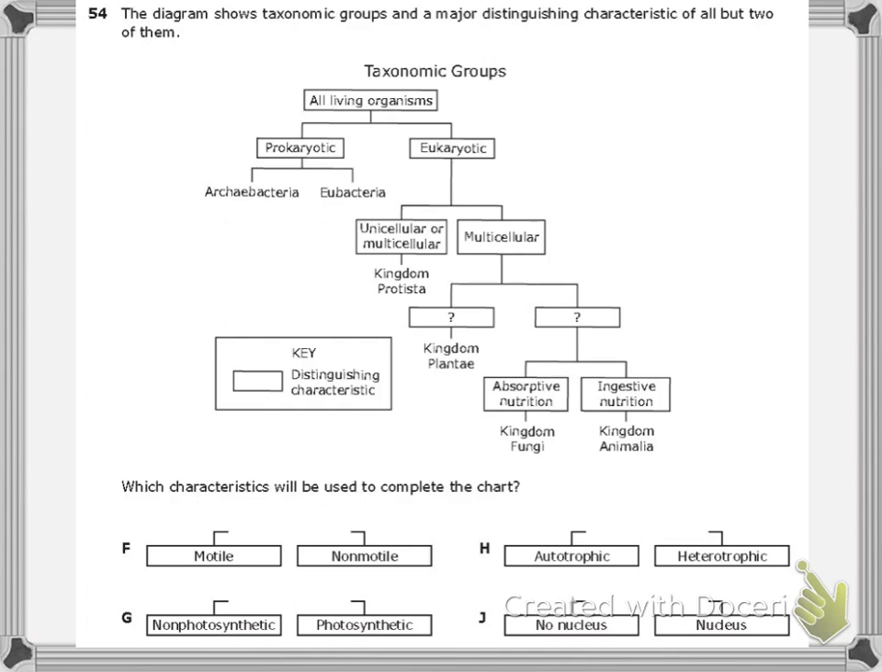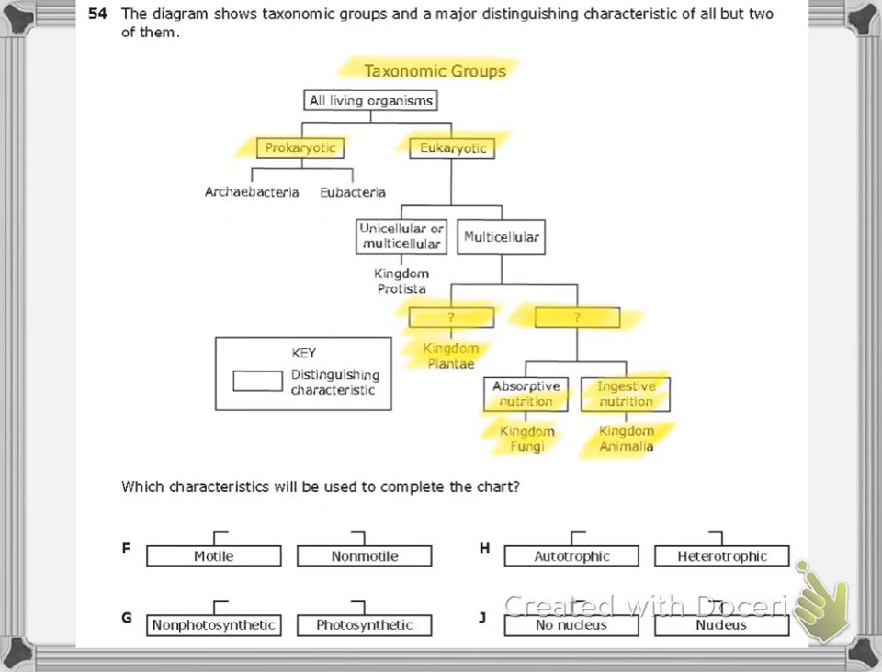Okay, so let's do what we do best, and that is highlight because we are awesome. I stuck with the bottom stuff to highlight because that's what's really the most important part. Not really the question, but the figure that we have here, right? So just to go over the question real quickly, which characteristics will be used to complete the chart? In other words, what fills in the question mark? So the question marks that we highlighted, this and this, what fills those in, right?